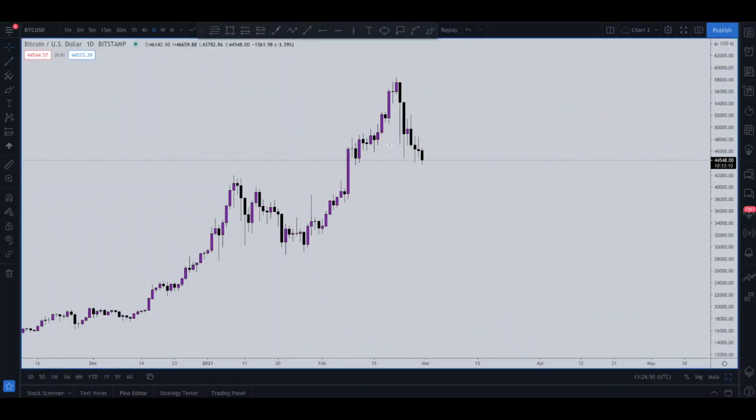Okay guys, so we have the Bitcoin chart here in front of us. We are on the daily time frame. And basically what we can see is that Bitcoin has obviously been in quite a bullish run at the moment. So what we're trying to do now is find a place where we can take advantage of the market and get in at a reasonable price before it continues to the upside, right?